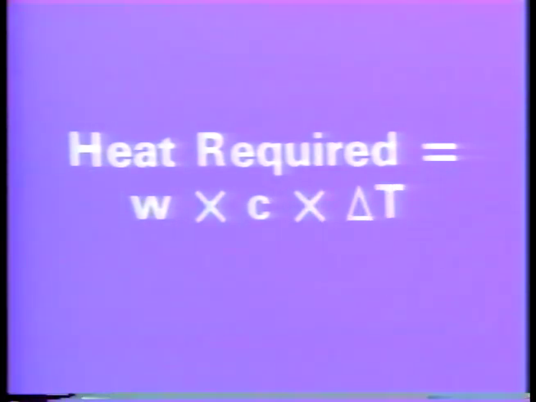The equation for this calculation is heat required equals the weight of the material, W, times the specific heat of the material, symbolized by C, times the amount of the temperature change, shown by delta T.